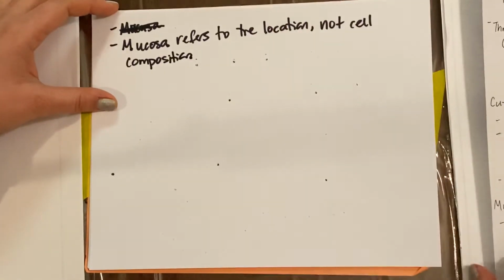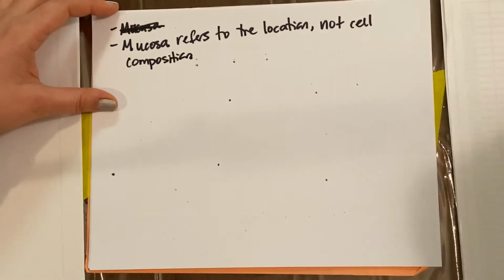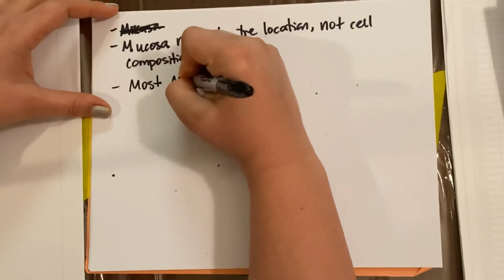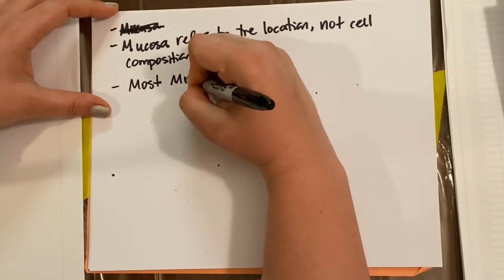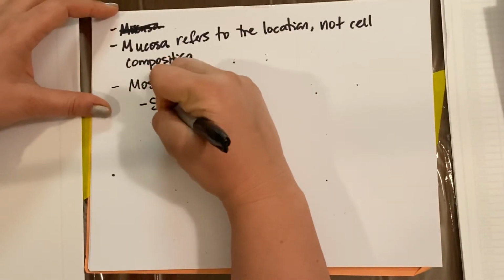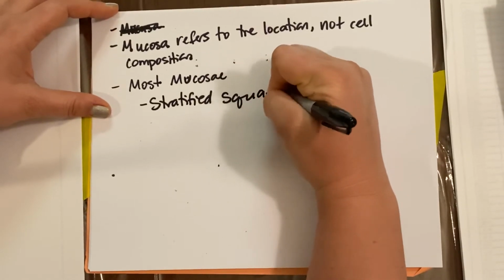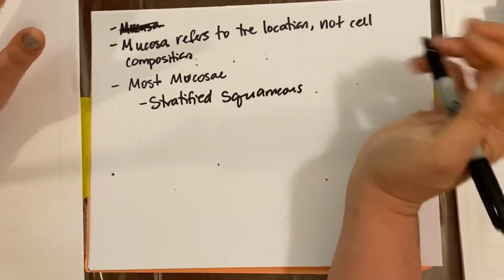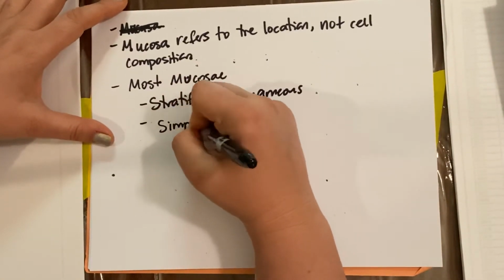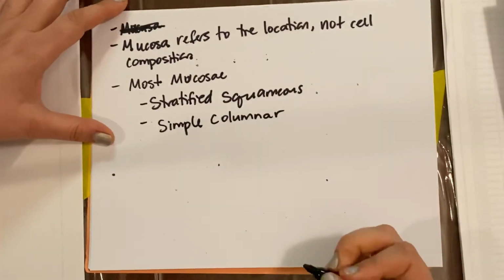Okay. So there are a couple different types of cells that are layers of cells that you can find. Most mucosa are going to be kind of stratified squamous. Okay, and remember they're not keratinized because this is inside the body, or they're going to be simple columnar.